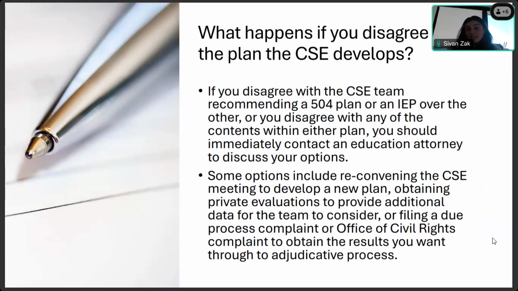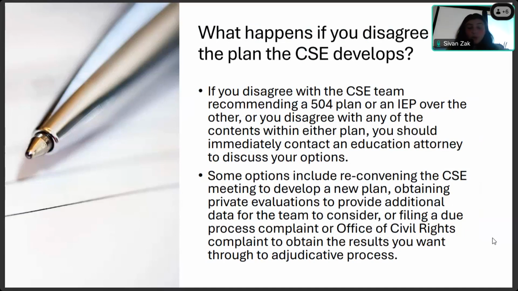The data that is collected by the school district does not line up with what a private evaluator brings to the table. So we always tell parents that if you're in this situation, you disagree with what the CSE is recommending, and you think that their representation of your child in the evaluations is not accurate, to get a private evaluator and have another set of eyes on the situation. So in addition to those two, you also have the option to file a due process complaint for the IEP process, and then there's an Office of Civil Rights complaint for the 504 process.